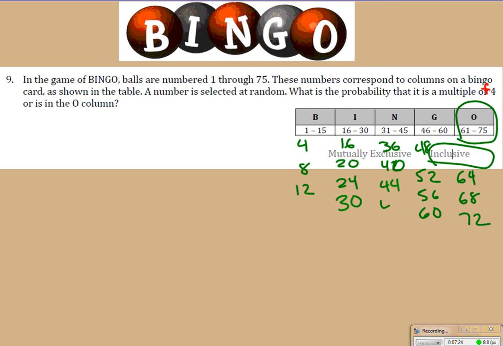So your multiples of 4, 1, 2, 3, 4, 5, 6, 7, 8, 9, 10, 11, 12, 13, 14, 15, 16, 17. So you got 17 multiples of 4 from 1 to 75, plus everything in O, which is 61 to 75. So that is going to be 61 to 75. That's going to be 14. Minus 1, 2, 3, because those 3 got counted twice.